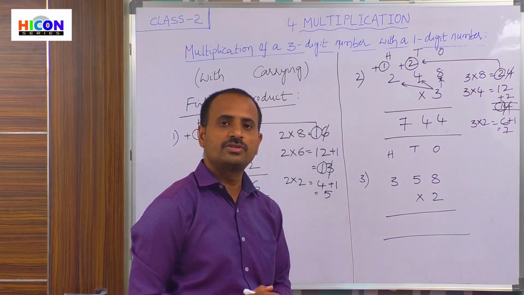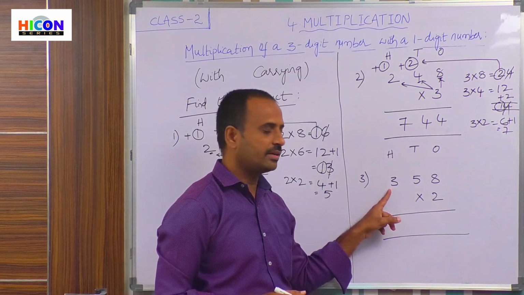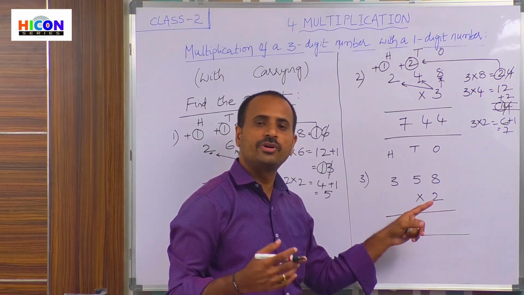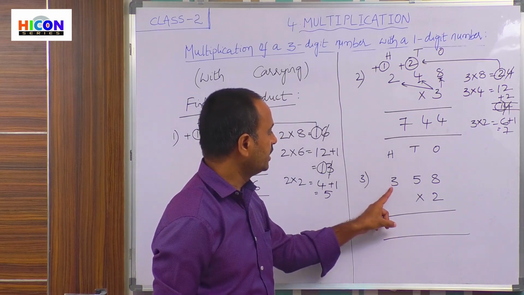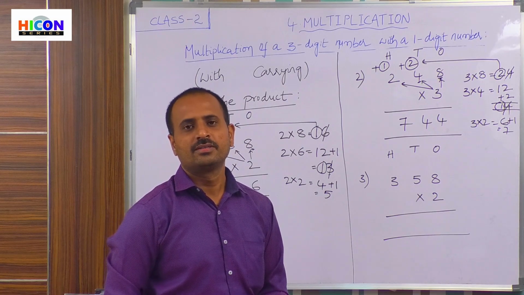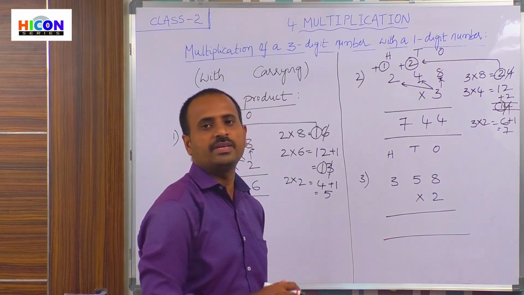See the next problem here, that is the third problem. So in this problem also, there is a 3-digit number 358 and a 1-digit number 2. We have to multiply 358 with 2. So again same process. So let us start multiplication from ones place.